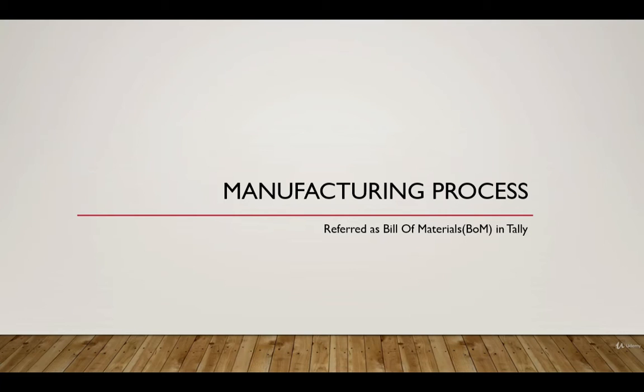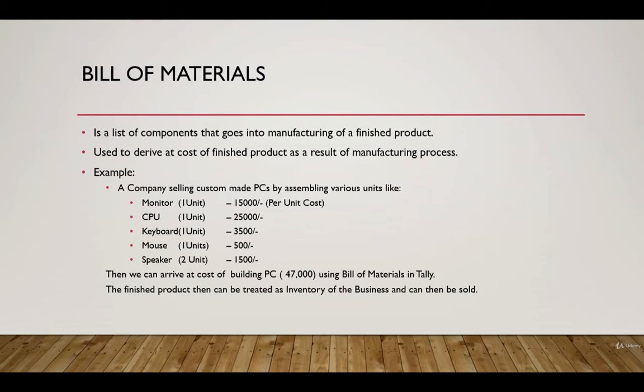In this section, we will talk about a concept called bill of materials in Tally, which is related to the manufacturing process. So what is a bill of material? A bill of material refers to a list which constitutes components of items that go into the manufacturing process to become a finished product. So by using bill of materials in Tally, we can arrive at the cost of the finished product, which is a result of the manufacturing process. Now on your screen we have an example of what a bill of material looks like.